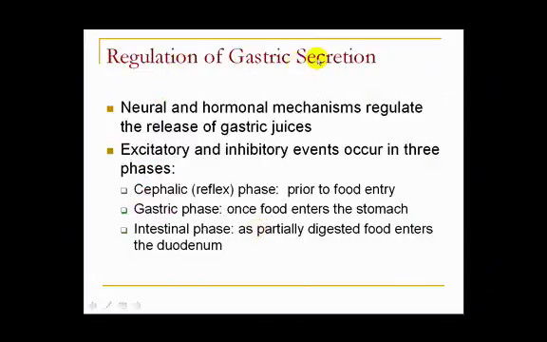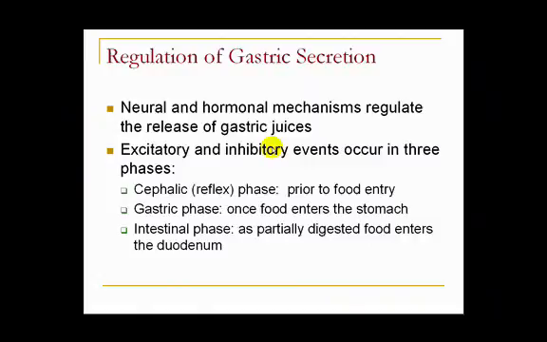So how do we regulate gastric secretions? How do we produce more gastric secretions? How do we produce less gastric secretions? Well, it's going to be controlled by both neural and hormonal mechanisms. And there's things that will cause more gastric secretions to be produced, so we'd call that excitatory or stimulatory events. And then there's some things that happen that actually inhibit gastric secretions, which we would call inhibitory events.